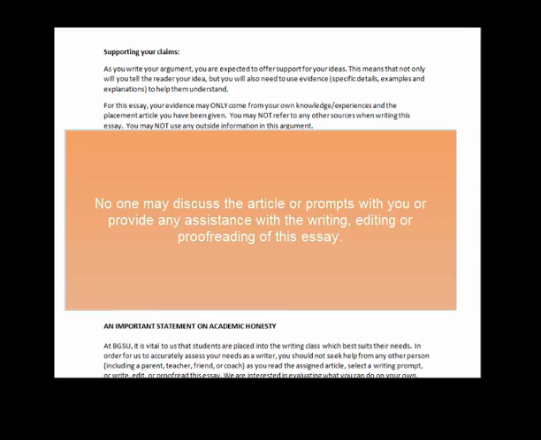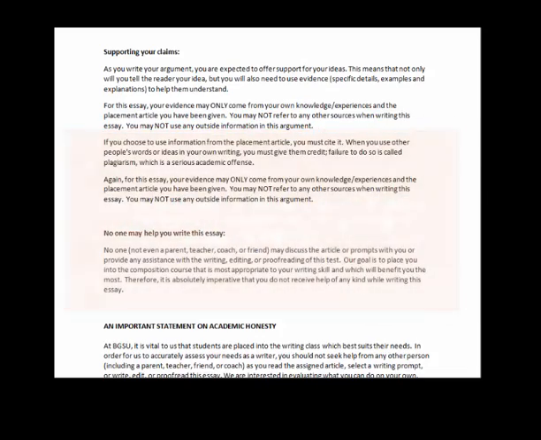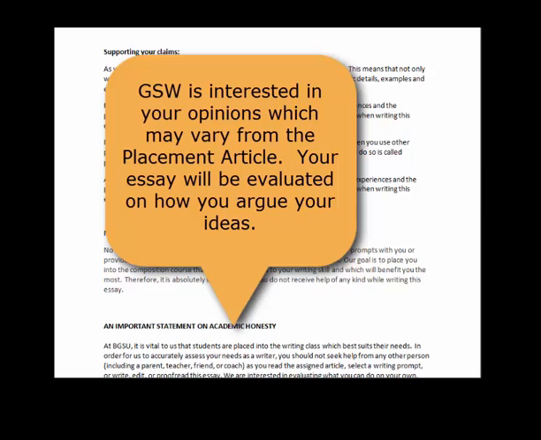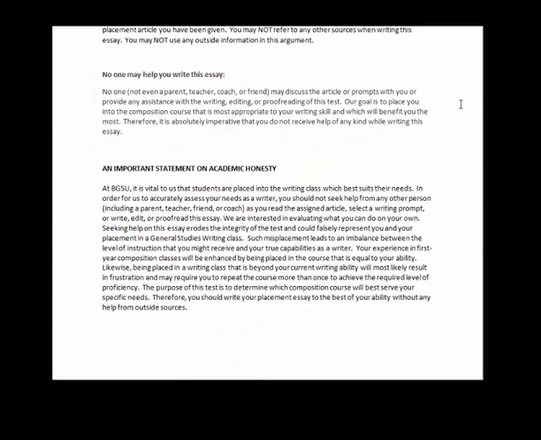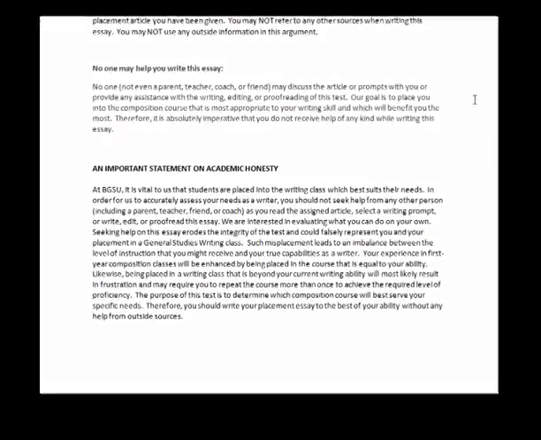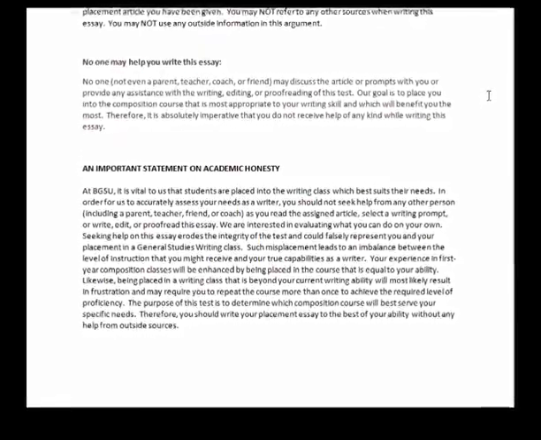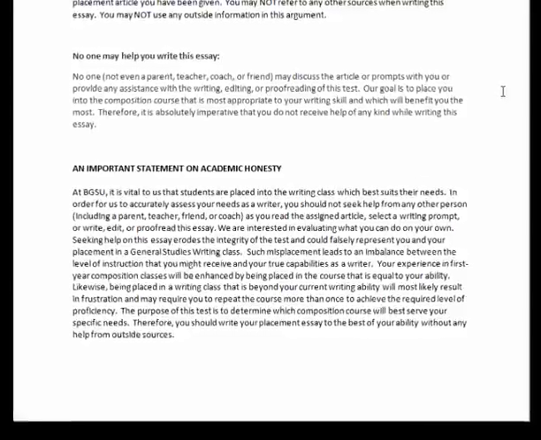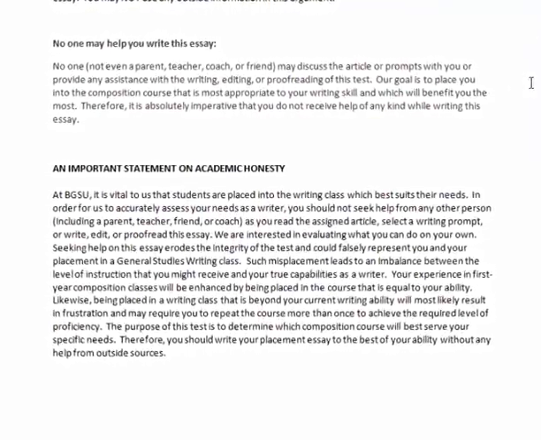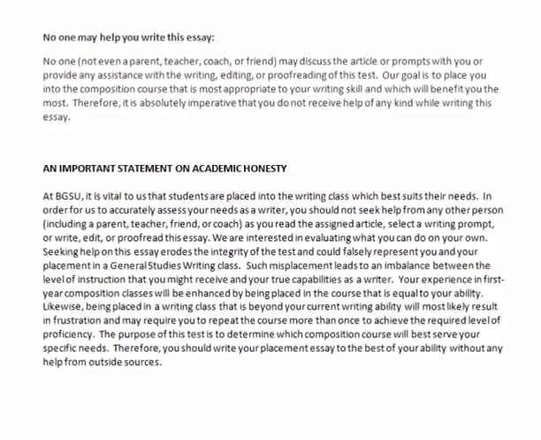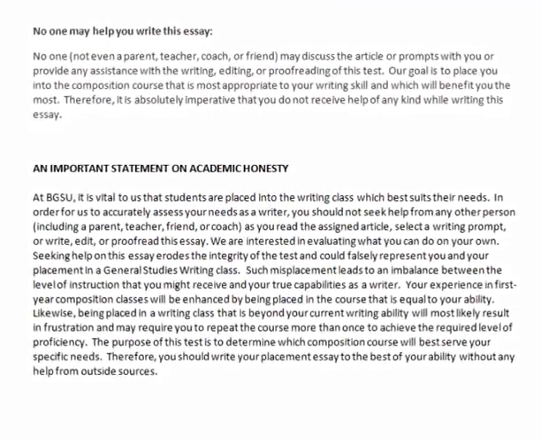Our goal is to place you into the composition course that is most appropriate to your writing skill and which will benefit you the most. Therefore, it is absolutely imperative that you do not receive help of any kind while writing this essay. At BGSU, it is vital to us that students are placed into the writing class which best suits their needs. In order for us to accurately assess your needs as a writer, you should not seek help from any other person, including a parent, teacher, friend, or coach.